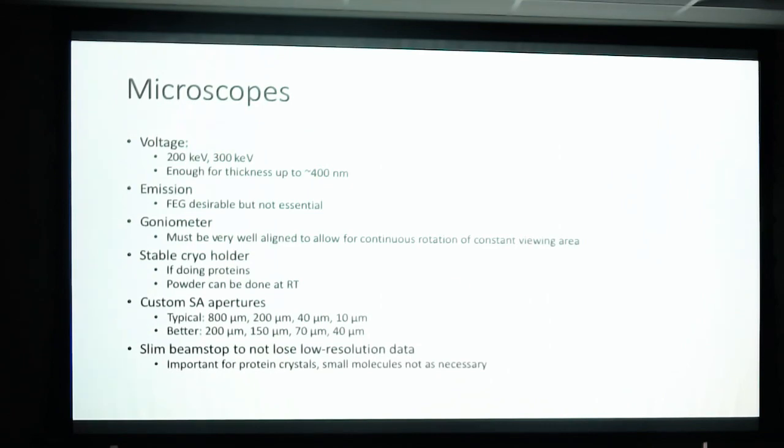The goniometer is critical, so the goniometer has to be well aligned enough that you can have a continuous rotation and not have it move out of the field of view. So that is one of the critical hard things that you have to make sure the scope is good enough, and that the engineer for your microscope aligns it well enough. If you're doing proteins, you need a stable cryo holder.